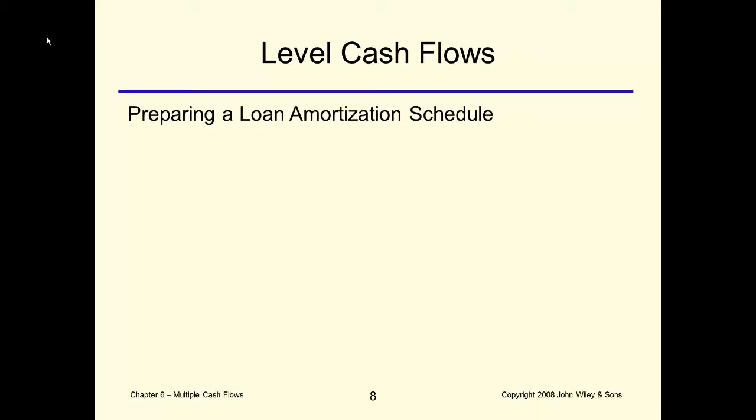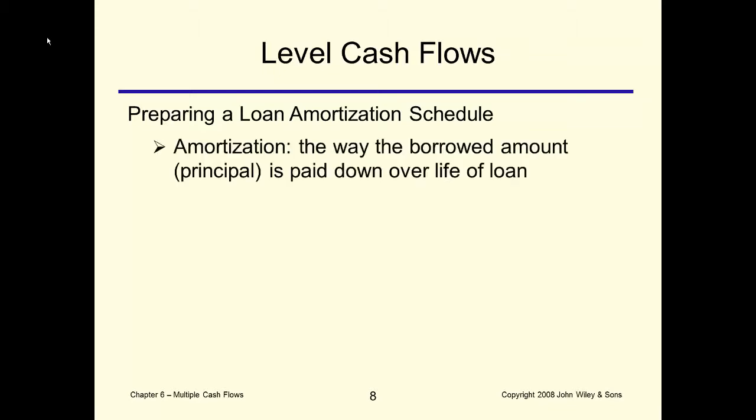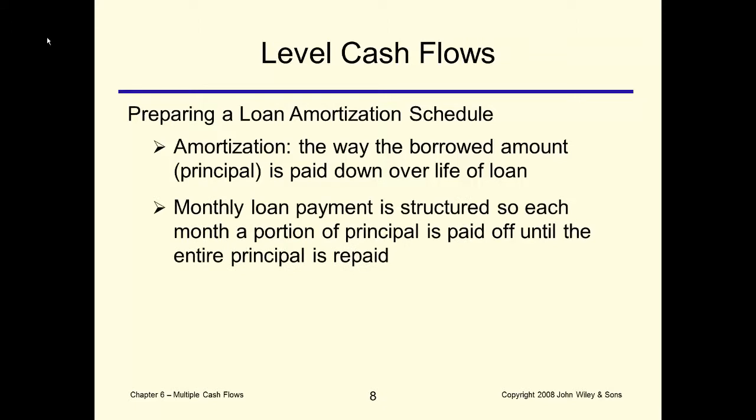As we talked about, a home or a car loan is an example of an annuity. And when we talk about these, you'll hear an amortization schedule. That shows the way the borrowed amount for a loan is paid down over the life of the loan. These are typically fixed payment loans. We'll assume that's what we're dealing with here. The loan is structured so that each month some of the payment goes to paying interest and some of the payment goes to reducing principal, and this occurs until the loan is paid off.